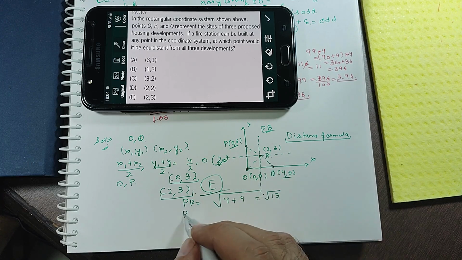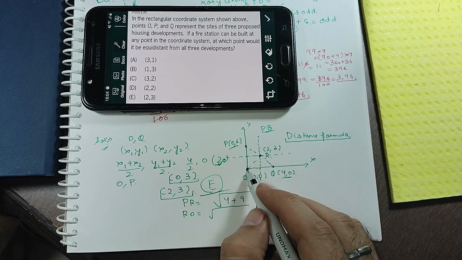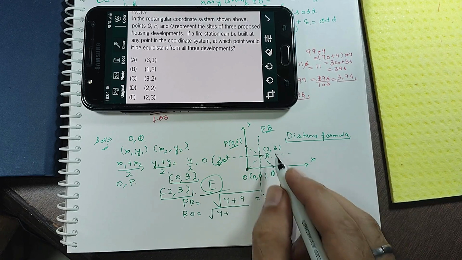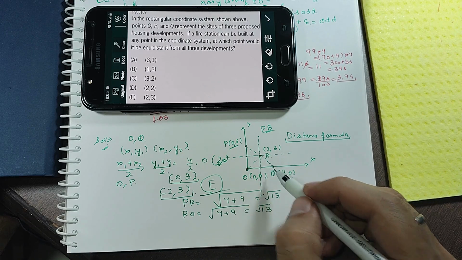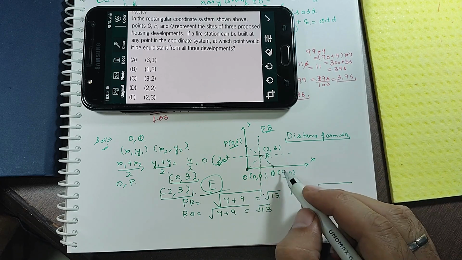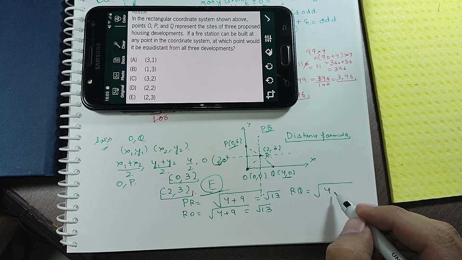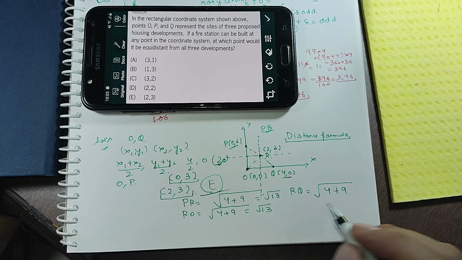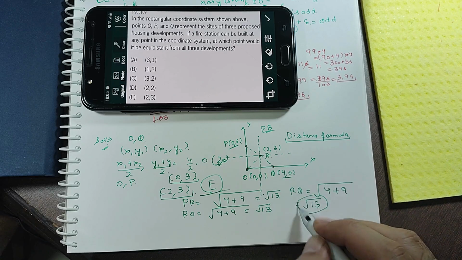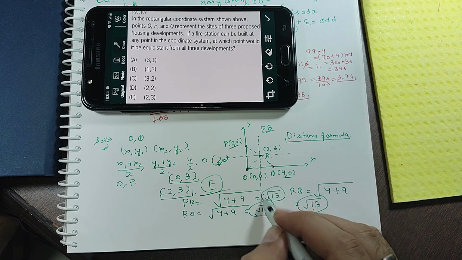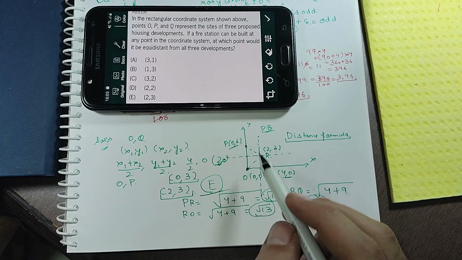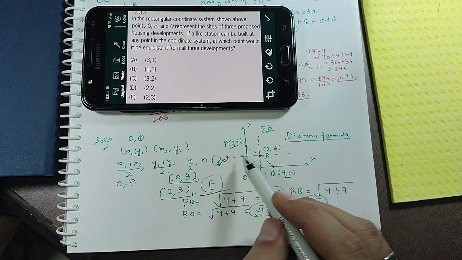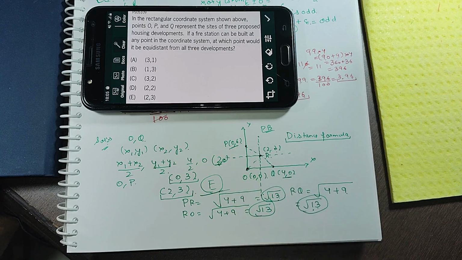Now RO will be equal to 2 minus 0 whole square, that is 4, plus 3 minus 0 whole square is 9. So this will again be root 13. Now RQ is 2 minus 4, which is minus 2, whole square is 4, and 3 minus 0 is 3, square 9. So again this is root 13. As you can see, all these three distances are coming out equal. So whenever such a case comes, you just have to find the perpendicular bisectors and then the coordinates, where these two perpendicular bisectors will coincide.